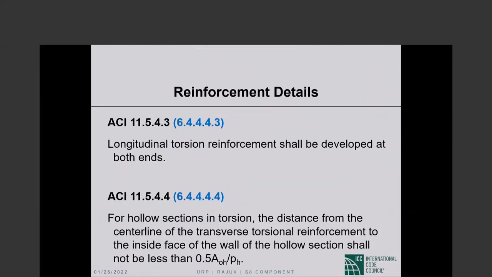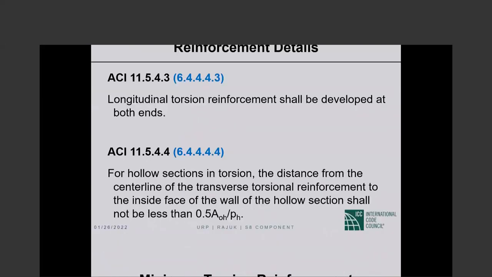Longitudinal torsional reinforcement shall be developed at both ends. This shall be developed for F sub y. For hollow sections in torsion, the distance from the center line of the transverse torsional reinforcement to the inside face of the wall of the hollow section shall not be any less than 1/2 of the thickness A sub 0 H over P sub H.